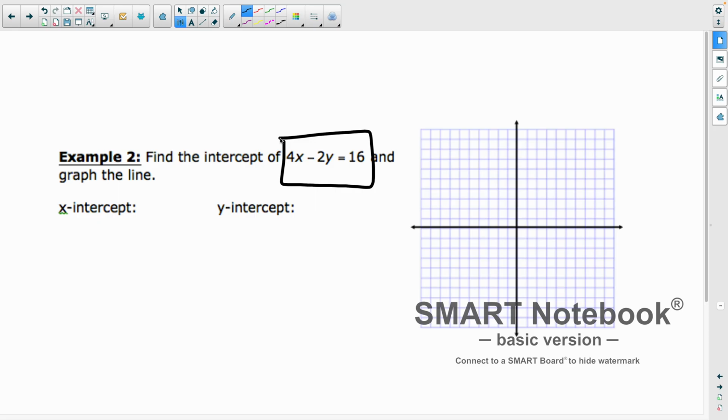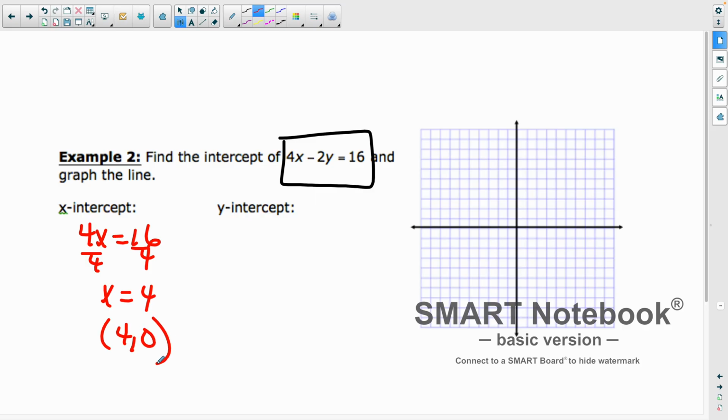Now, I'm not going to do that on this problem. I want to do it a little bit different way first, because I'm going to do that here in a second. So, I'm going to go find the x-intercept. How do I find the x-intercept? I'm going to cover up the y, because I'm going to make it 0. So if I cover up the y and make it 0, I'm going to get 4x equals 16. Is that a pretty easy problem to solve? Yep. Divide by 4, divide by 4. So x is equal to 4.